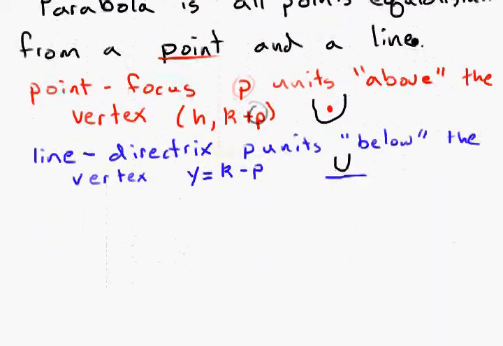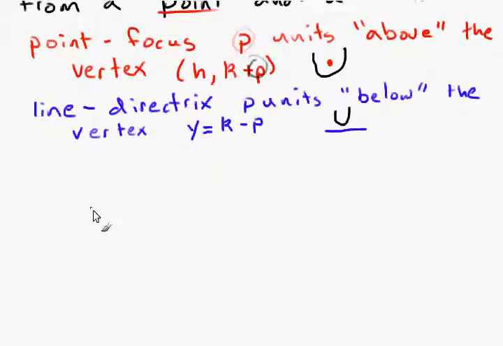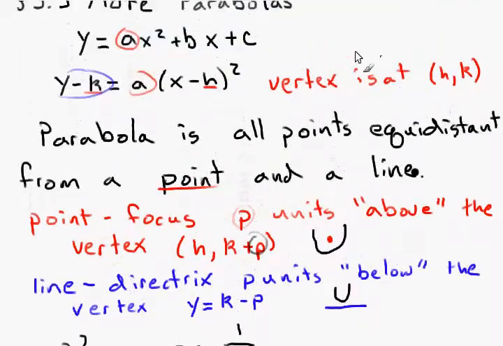So we've been talking about this character P. What is it? Well, we can figure out that P is equal to 1 divided by 4a. And again, it's this same a.